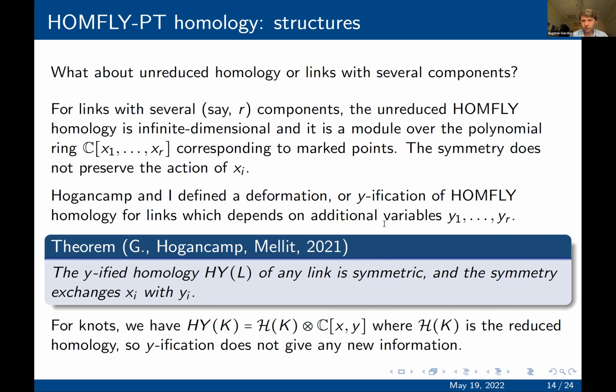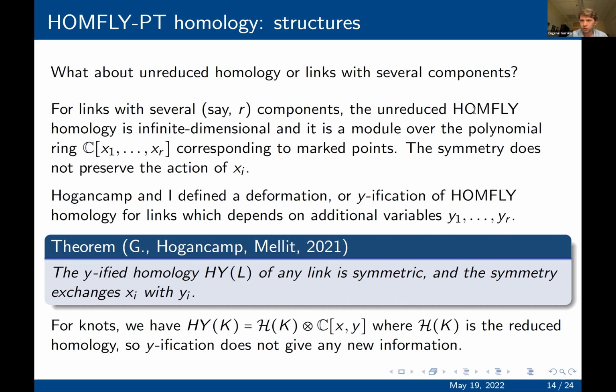And I have to say that this important distinction is only for links. So if you have a knot, then actually unreduced homology is a free module over homology of unknot by the old result of Jake Rasmussen again. And so this yified homology is just the reduced homology that we've been computing times polynomials in x and y. So if this thing is symmetric, you can quotient by x and y, and this reduced thing will be symmetric. And so in this sense, yification or going to unreduced homology actually doesn't give you any new information. But for links, you get a lot of new information, and this is, I think, the better way to think about link homology, to capture these things.